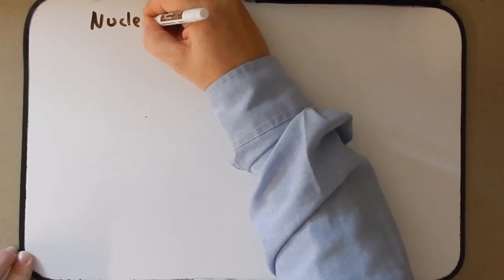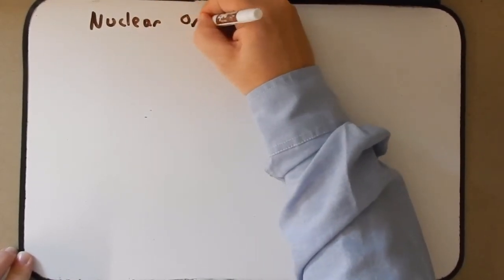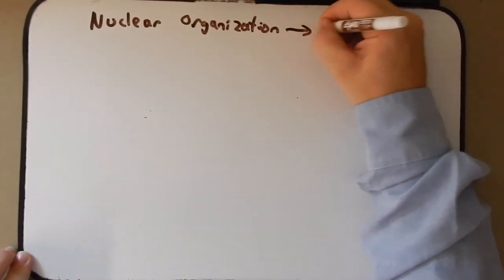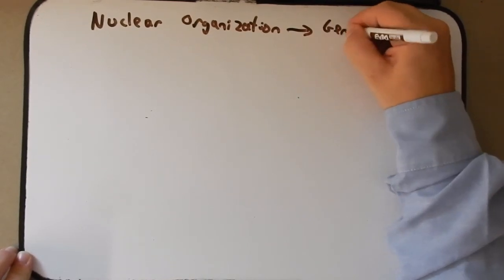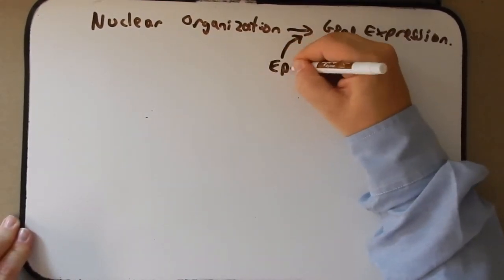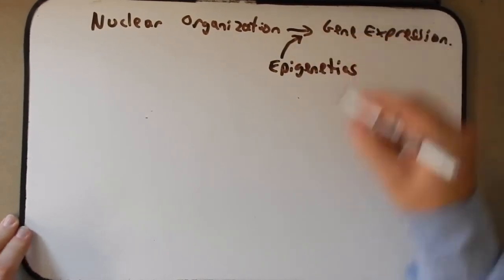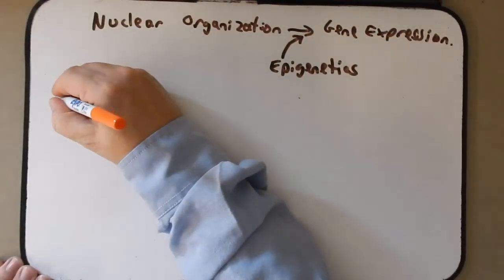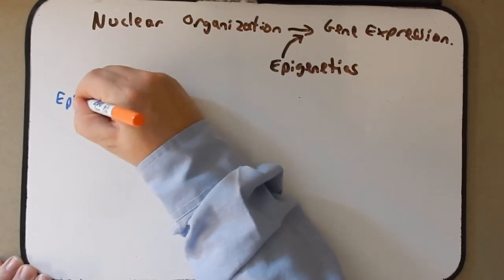And in this podcast, we're going to talk about nuclear organization and how that links to gene expression. And as we're talking about it, we're going to talk about how epigenetics feeds into this. Up to now, we've talked a lot about epigenetic control of gene expression.